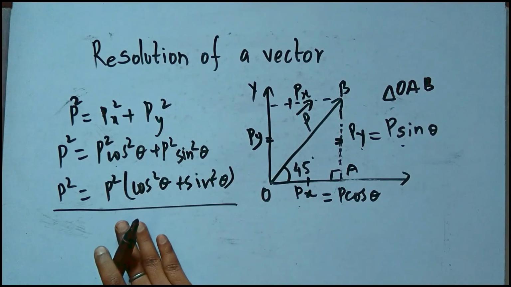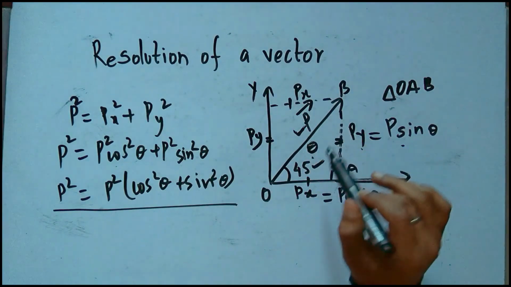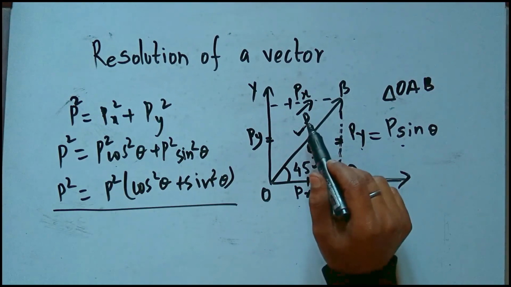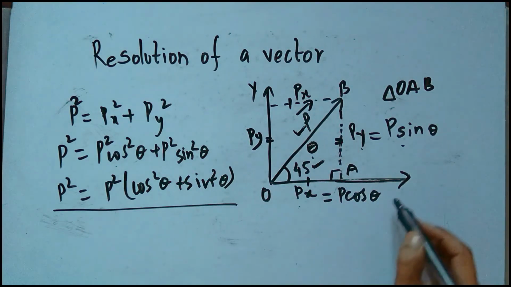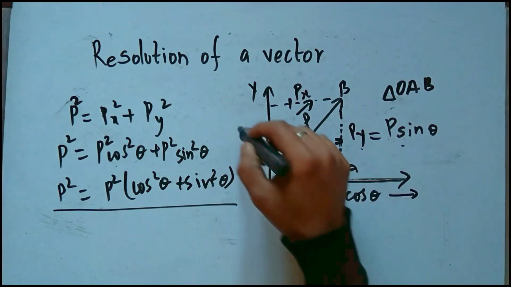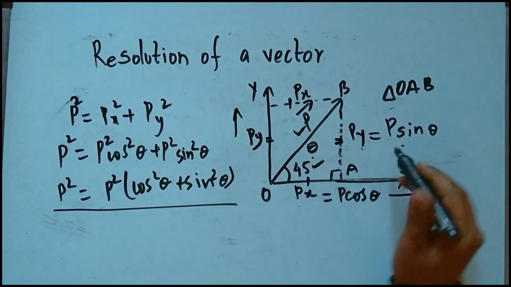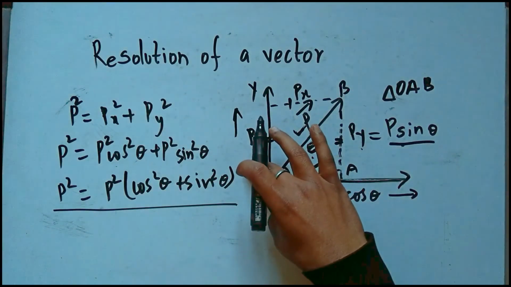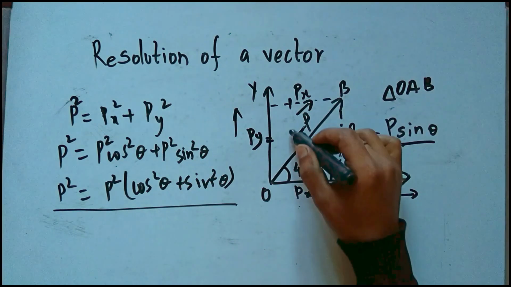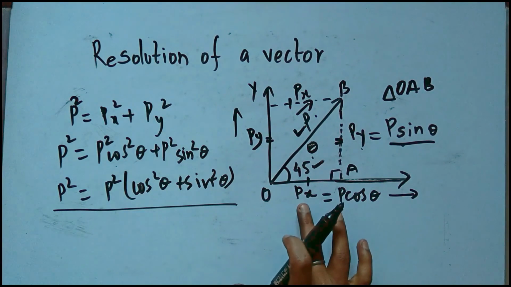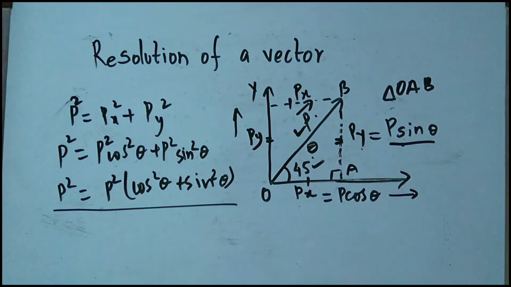So what is the most important concept here to take is this vector P acting at angle theta or 45 degree with respect to x-axis can be resolved into two components, one in the direction of x-axis and another in the direction of y-axis, where Px is equal to P cos theta and Py equal to P sin theta. And these two components can combinedly give the same effect as the vector P itself. So vector P and the combined effect of Py and Px is same. So this is the physical meaning of resolution of a vector.